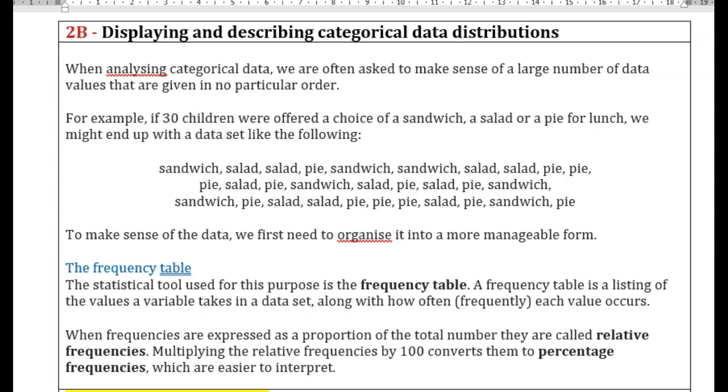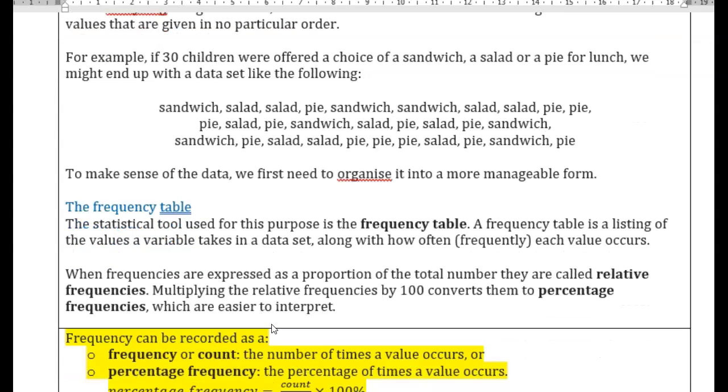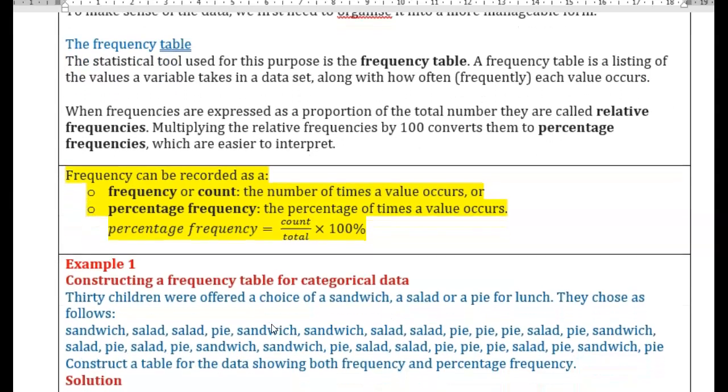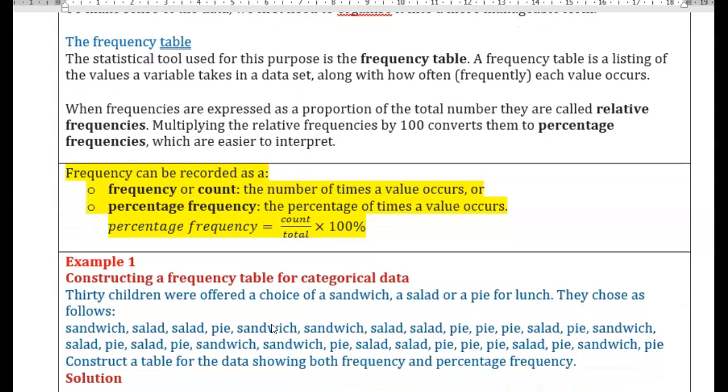To make sense of the data, we first need to organise it into a more manageable form. One way of doing that is having a frequency table. The statistical tool used for the purpose of organising our data is called a frequency table. A frequency table is a listing of the values a variable takes in a data set, along with how often or frequently each value occurs.